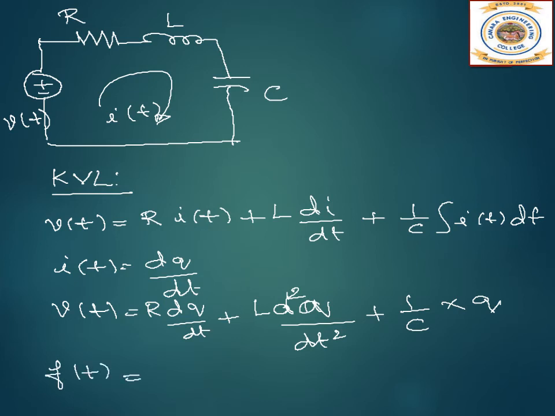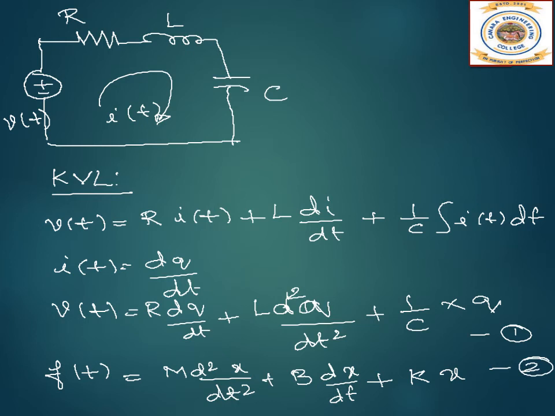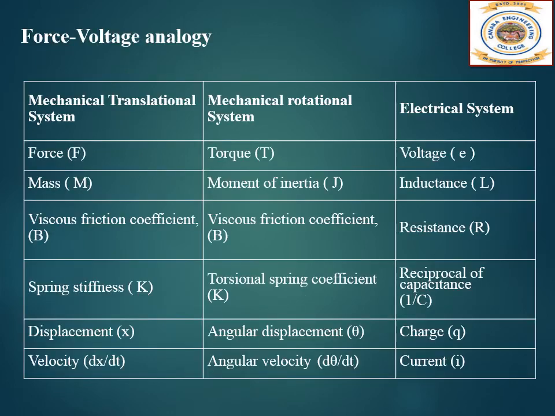So now let us compare it to the mechanical equation that we have written for the mechanical network. We got f of t as m d square x by dt square plus b into dx by dt plus k into x. Now do the comparison between equation 1 and equation 2 and we'll see the similarity. Force is analogous to voltage, M is analogous to L, B is analogous to R, K is analogous to 1 by C, and X is analogous to Q. So we have tabulated this here. So you can check the quantities over here.